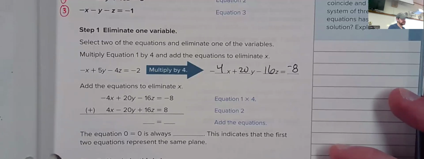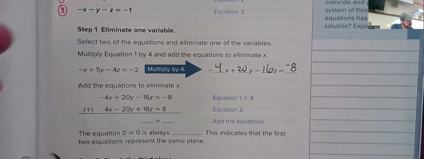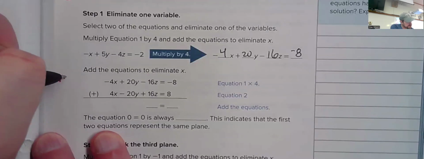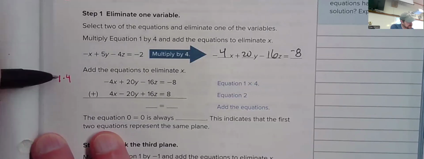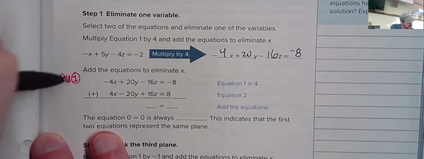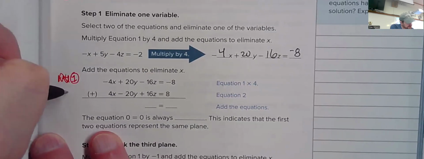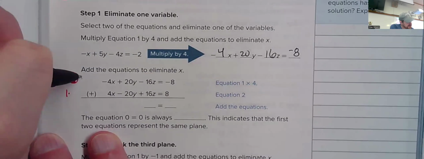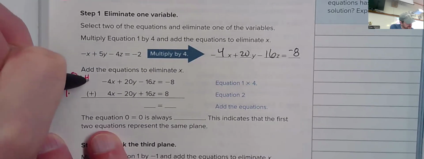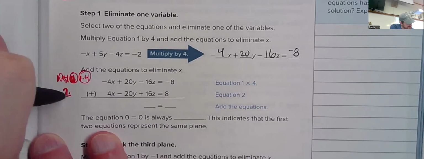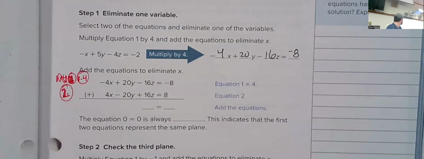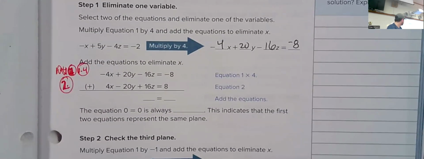So we have equation 1. Equation 1 right here. Yeah, that is equation 1. Okay, I'm very tired this morning. Okay, this is equation 1 times 4. And then this is equation 2. All right, there we go. We have equation 1 times 4 and then equation 2.